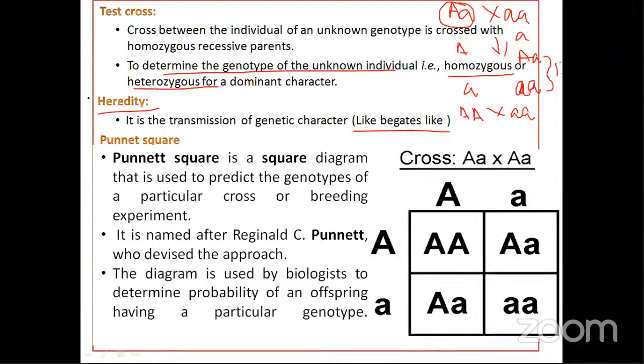So behind like begets like, the cause lying in genetics is heredity. Another term is the Punnett square. The Punnett square is a square diagram given by the scientist Punnett, and it is named after him. This diagram is used to predict the genotype of a particular cross. So what you will do here is place the particular crosses: this is the male, this is the female.